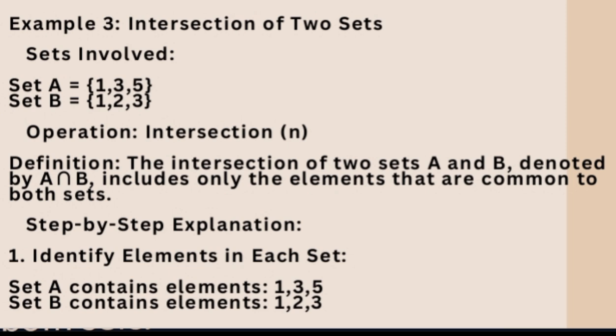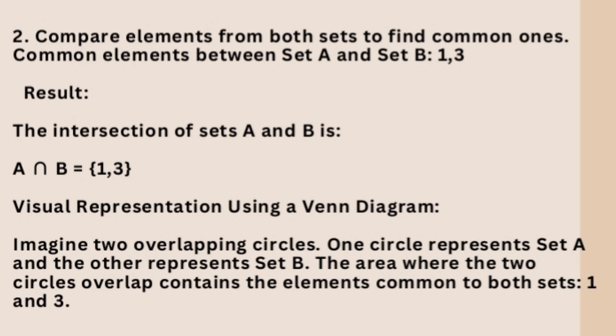So here's the step-by-step explanation. Step number 1: identify the elements in each set. Set A contains elements 1, 3, 5. Set B contains elements 1, 2, 3. The second step is to determine common elements. Compare elements from both sets to find common ones. The common elements between set A and set B are 1, 3.